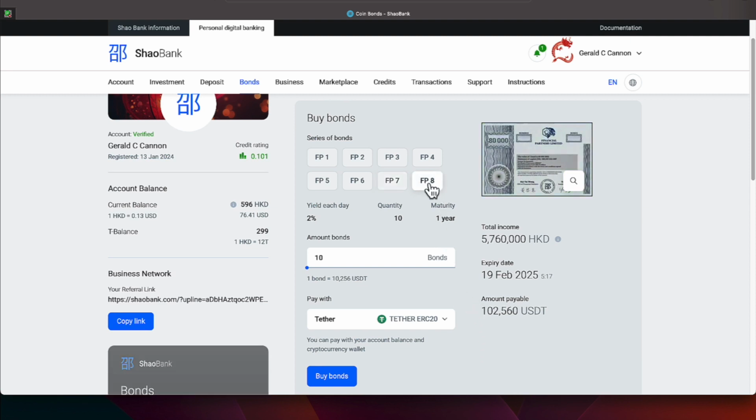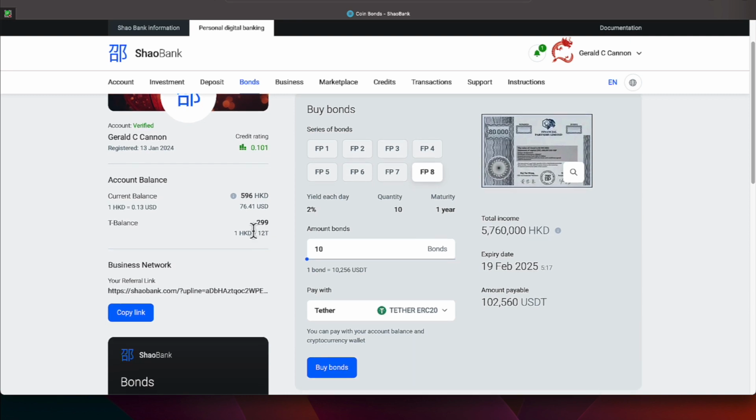The highest paying bond they have is paying 2%, and it has a maturity rate of 1 year. Total income will be 5,760,000 Hong Kong dollars. That bond does cost $102,560. So that's a quick run through of the bonds, everyone.